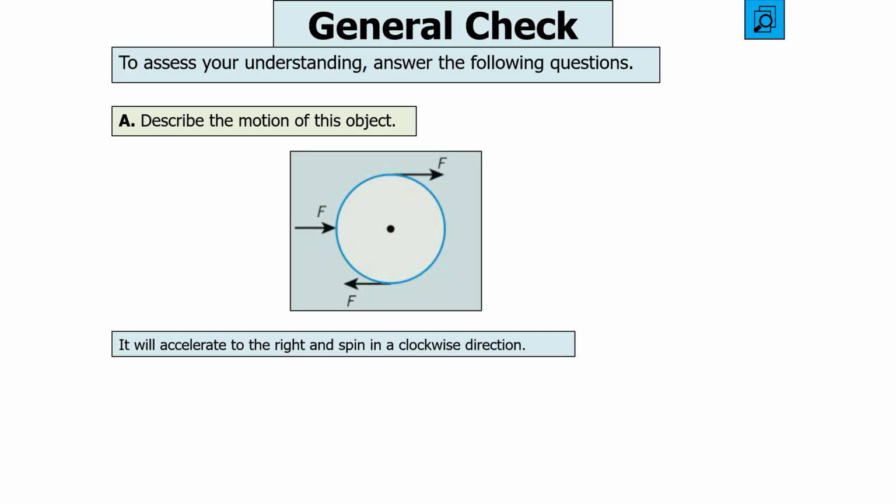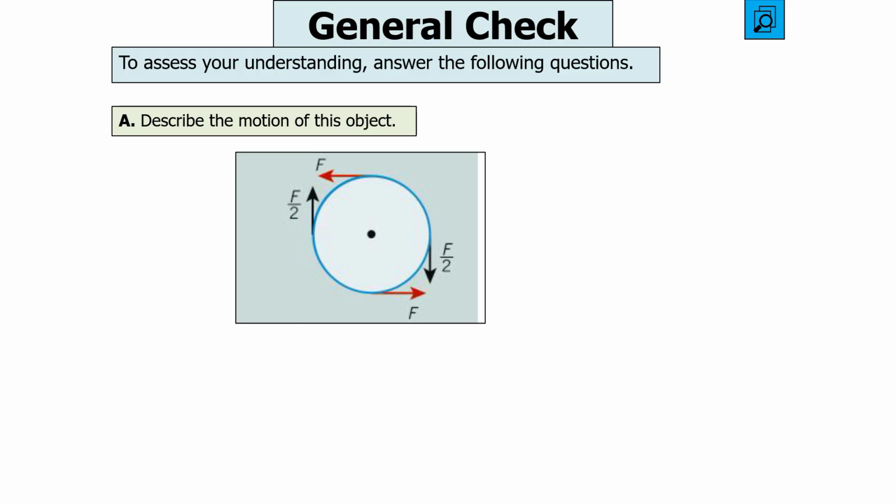Describe the motion of this object. It will accelerate to the right as there's a resultant linear force to the right, and it will spin in a clockwise direction. As you can see, that it's going to cause rotation in a clockwise direction. Describe the motion of this object. It will spin in an anti-clockwise direction. The linear forces cancel through, but the rotational forces will not.